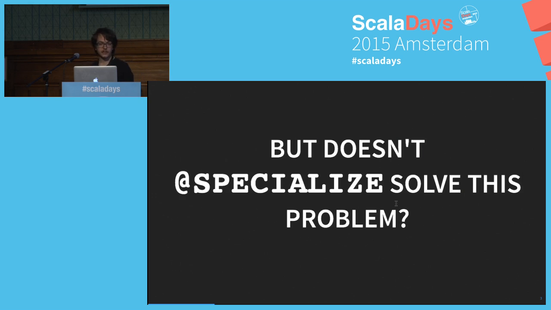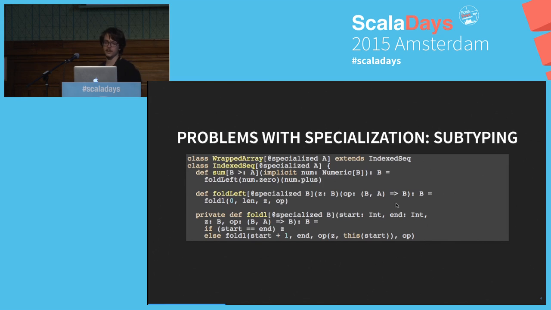You could say that we actually have a thing that should solve this problem. It's called specialize. So what you can try to do is put a specialized annotation on the type parameter of the wrapped array and of the indexed sequence. And then they say that it will generate specific methods which target specific types of the primitives and nothing else. Unfortunately, it doesn't work in this case.